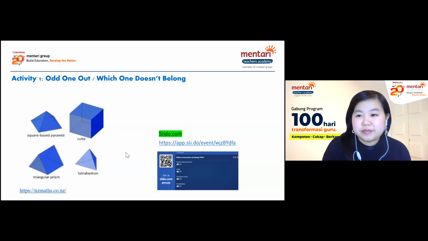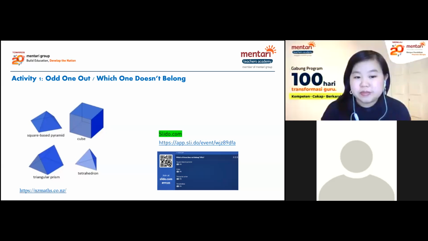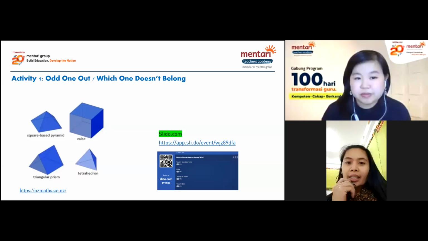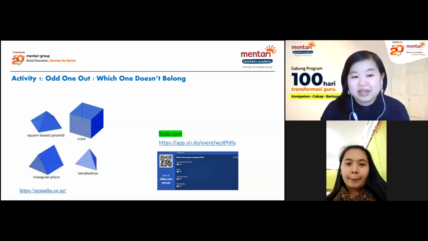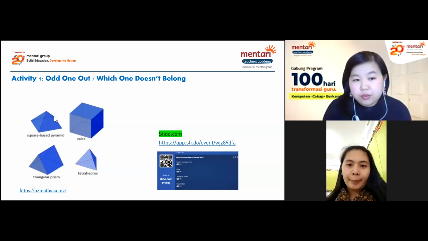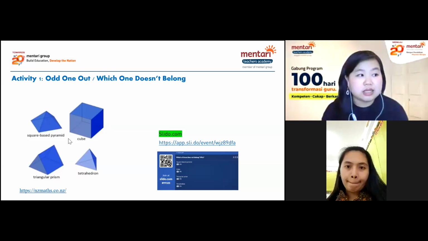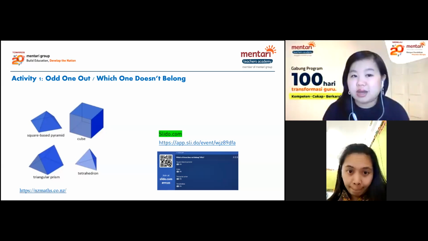Hello, Miss Mary. I chose the tetrahedron because its base is not the same. The base of the tetrahedron is not the same as the four-sided base. Ah, okay. So when you're looking at the picture, the other ones have a base that is a quadrilateral and the tetrahedron is not. Very nice.